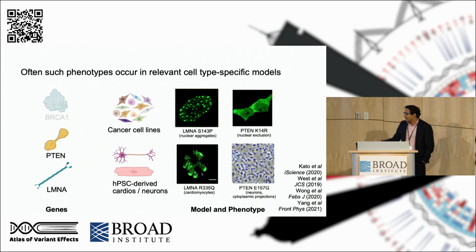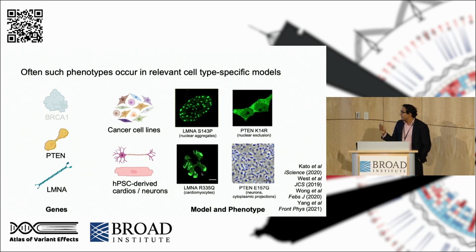And similarly, for both of these genes, when you put them in more biologically relevant cell types for the diseases they cause, for example lamin A in cardiomyocytes, or PTEN in iPSC-derived neurons, you get different phenotypes. In cardiomyocytes, you might get this nuclear lobulation, a crazy-looking nucleus phenotype. And in the case of PTEN, you might get neurons that have a huge number of cytoplasmic projections.